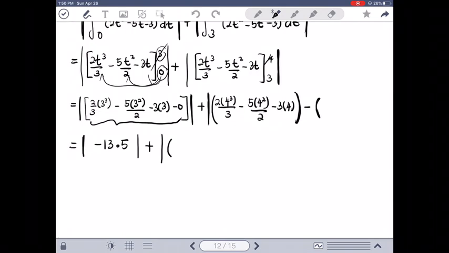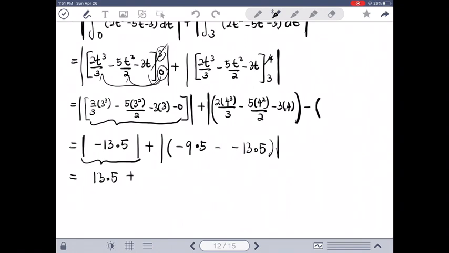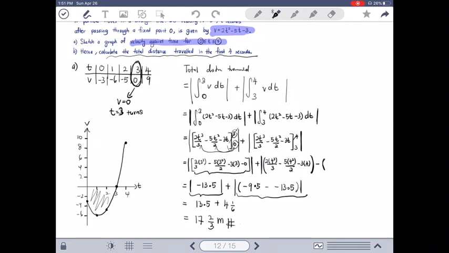modulus of negative 9 1/6 minus negative 13.5. So we take the modulus of that and get 13.5 plus that should be 4 1/6. So press your calculator, you should get 17 2/3 metres. That is your answer.